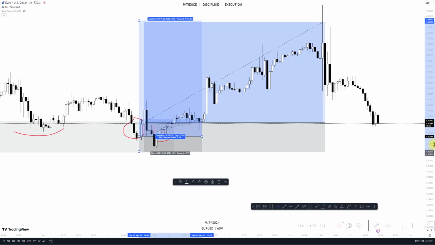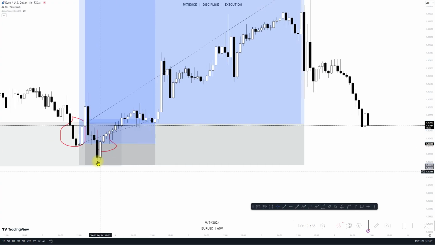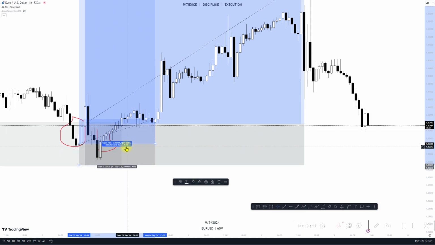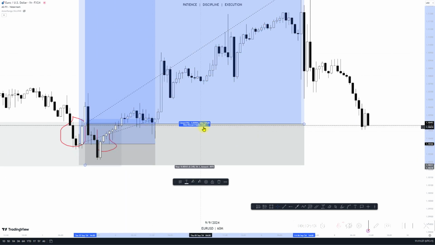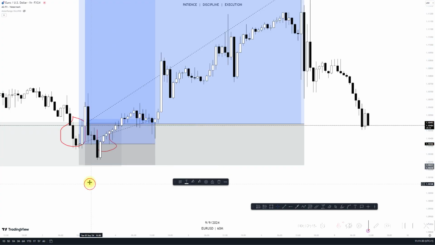Now, what can you notice from my entry here? This one is giving us a 1 to 7 risk to reward. This one is giving us a 1 to 3 risk to reward. Because I had a better entry when I used that multi-time frame analysis. I came to the lower time frame to get my entry, so I would have entered early.